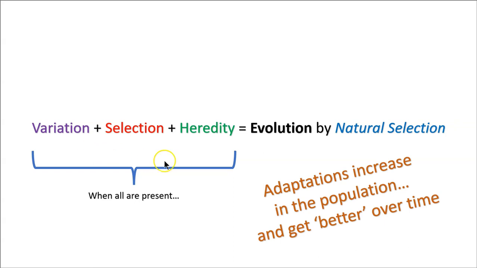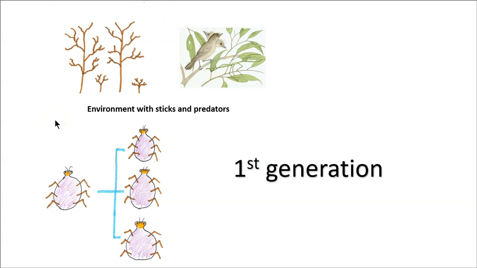And as this process happens in succeeding generations, adaptations can get better over time. Every generation there are new variations, and if selection is constantly occurring in every generation, then the adaptations can improve over time. All right, let's break down the process one generation at a time.